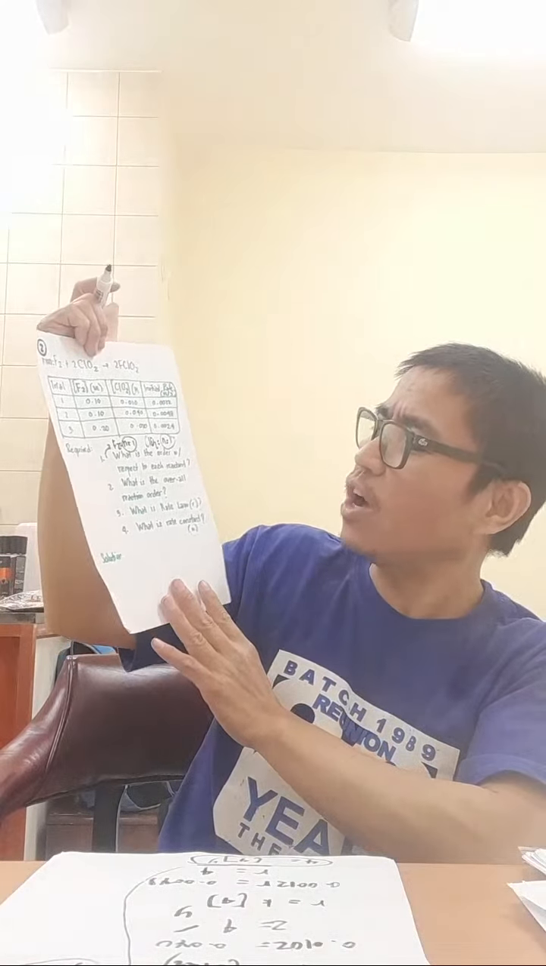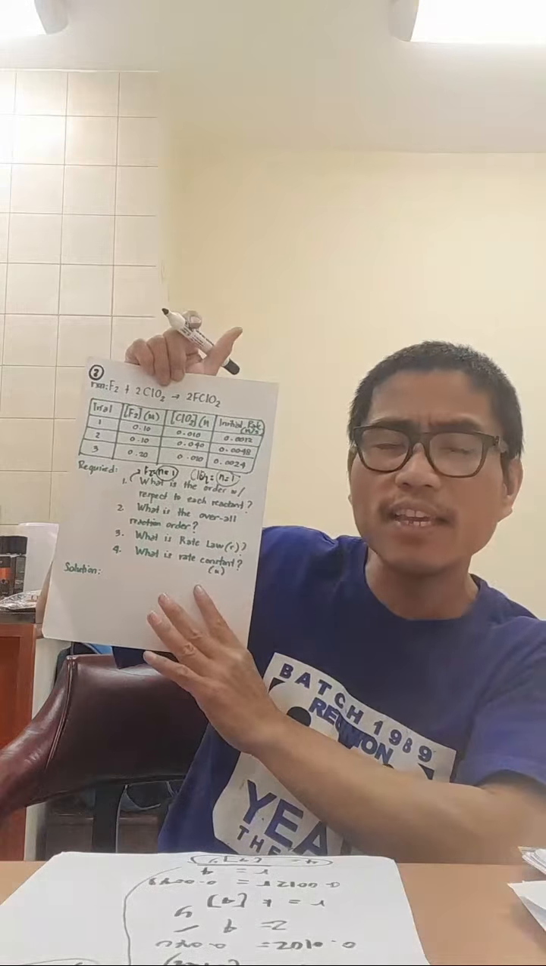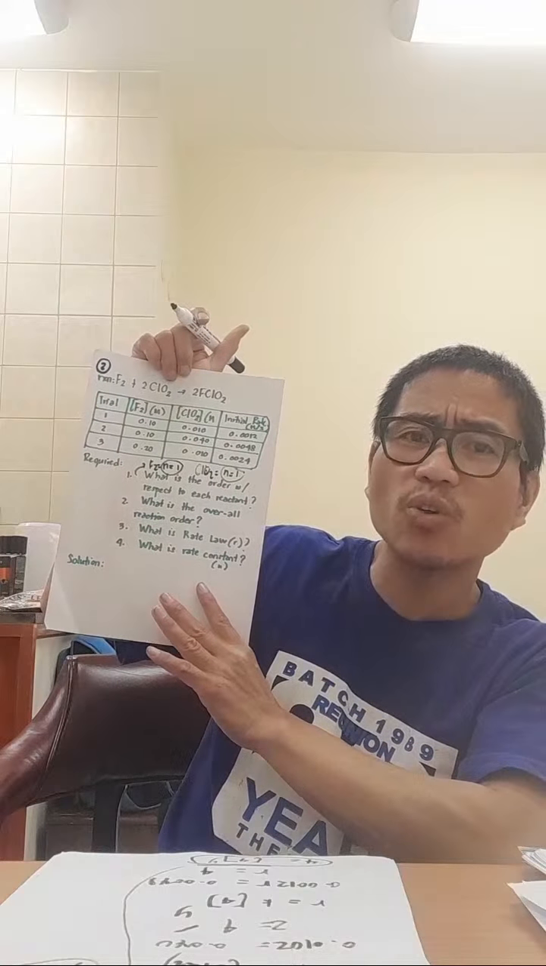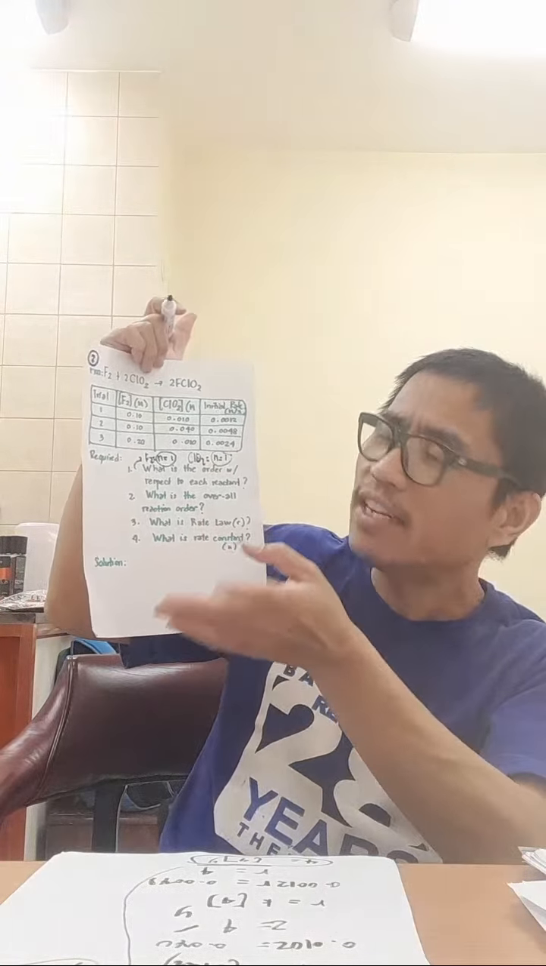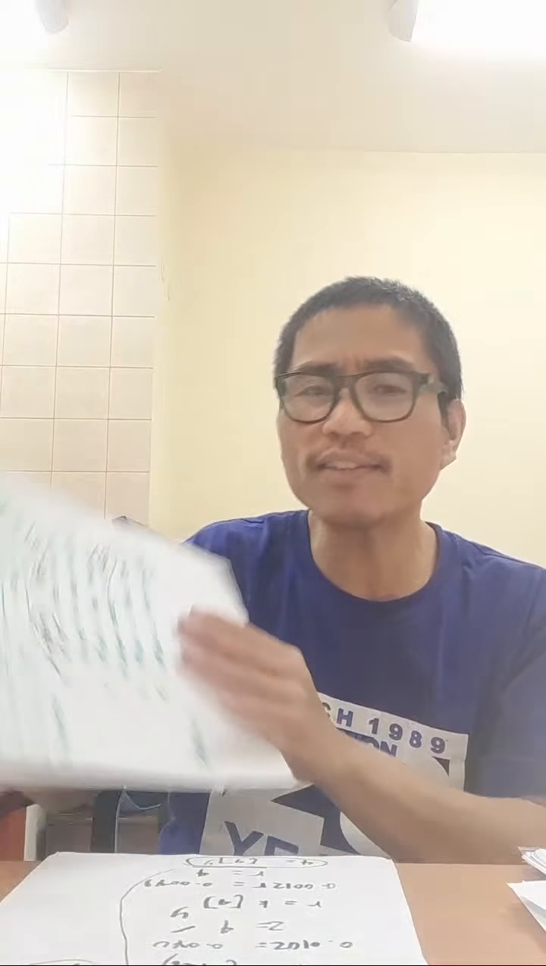Meaning to say, each reactant, fluorine gas and chloride respectively, has a reaction order of 1. Question number 2: what is the overall reaction order? It's very easy. Add each reaction order. Fluorine gas 1, chloride 1, 1 plus 1 is equal to 2. That is the overall reaction order. Okay, number 3: what is the rate law?